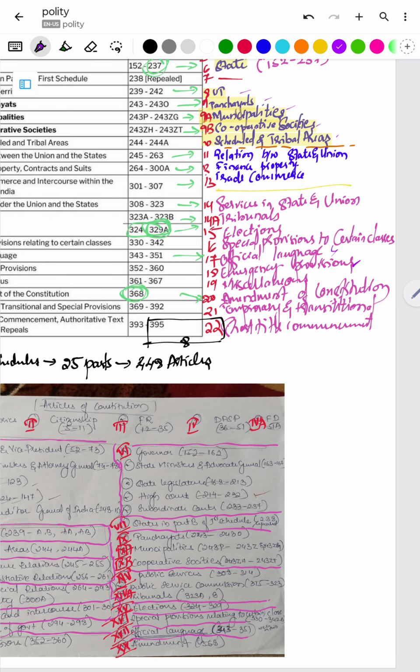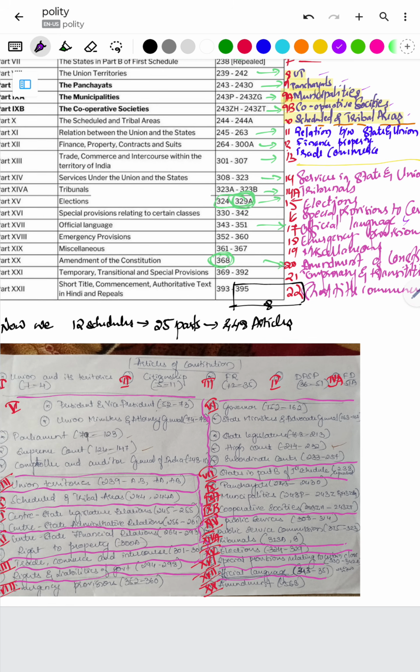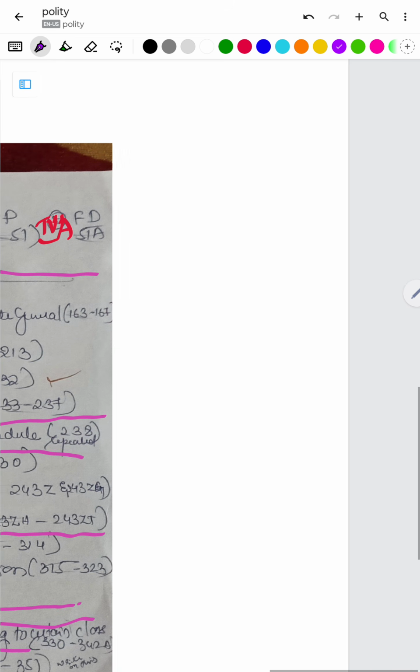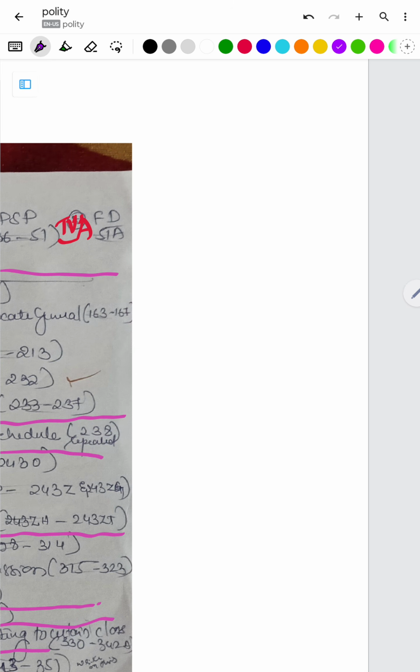Just now we studied 20th amendment of constitution. Yes, everyone would forget this, but remember the sequence. Okay, don't just go via this. First is state. What is state? Those things. Second is citizenship. Third is FR. Fourth DPSP. 4A duties, fundamental duties. Fifth center.